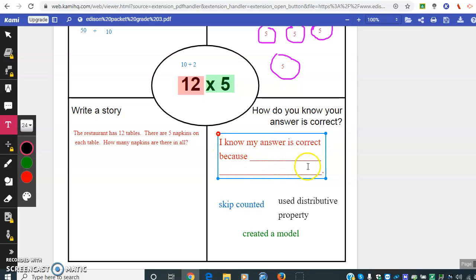How do you know your answer is correct? Use these hints as ideas to incorporate into your answer.